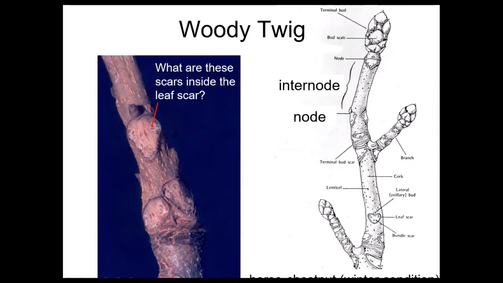There's always a lateral branch where a leaf was, and there's a leaf scar. I don't know why that looks like it does. I don't know what the big deal is here. I don't really think it looks quite like that, and it certainly doesn't look like that over here.